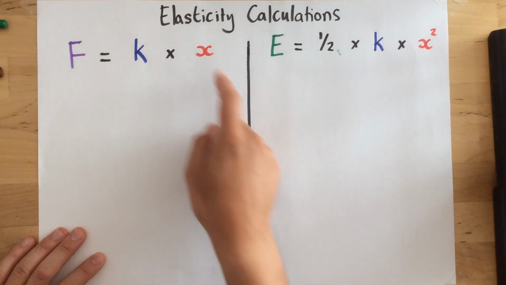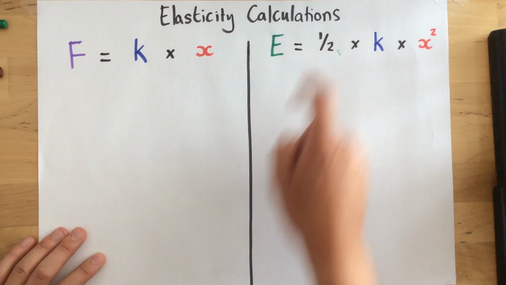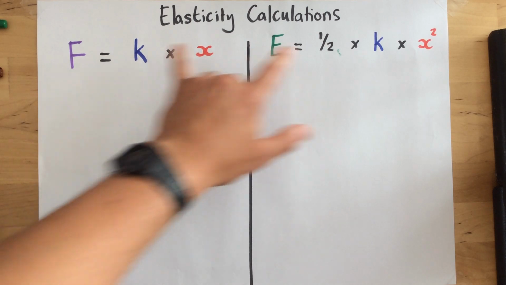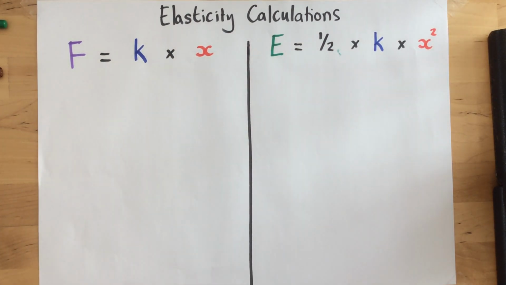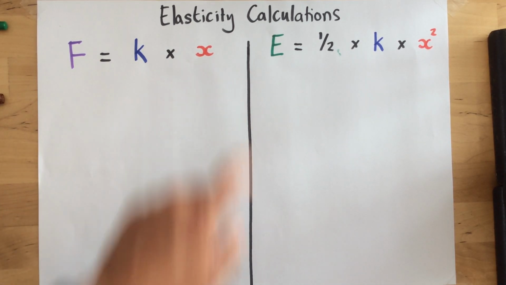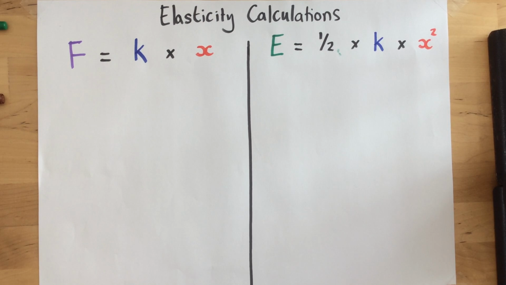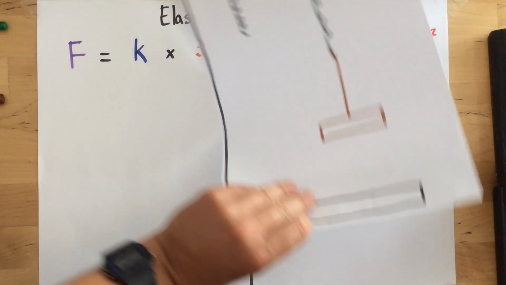Okay, today I'm going to talk to you about elasticity calculations. We're going to see how these two different calculations work and how they apply to a real life situation. Okay, so the first one we're going to look at is F equals K times X. To begin with, it's really important to know what this means.